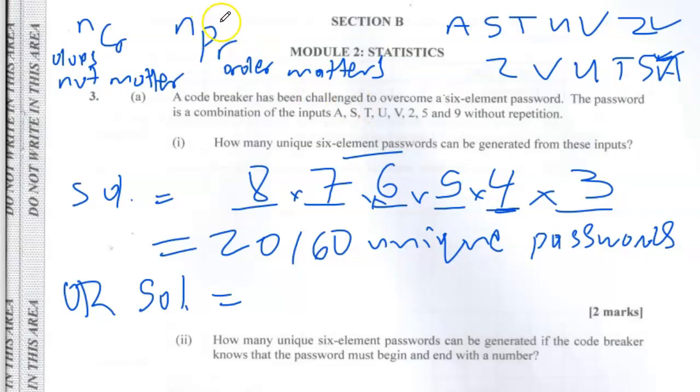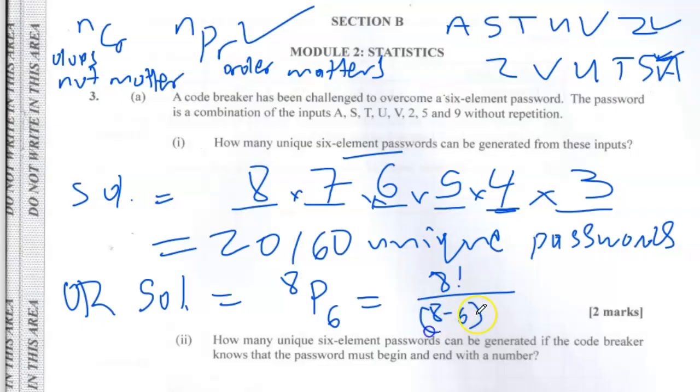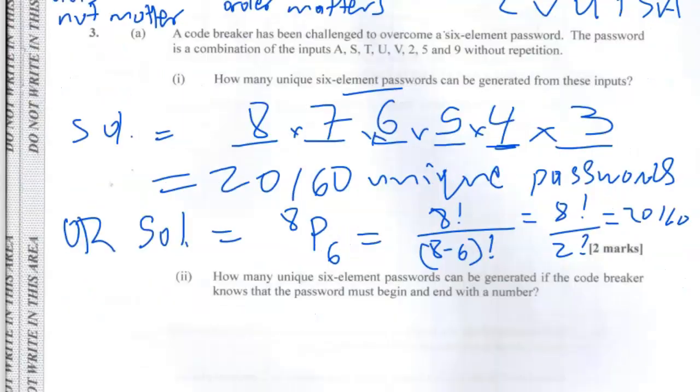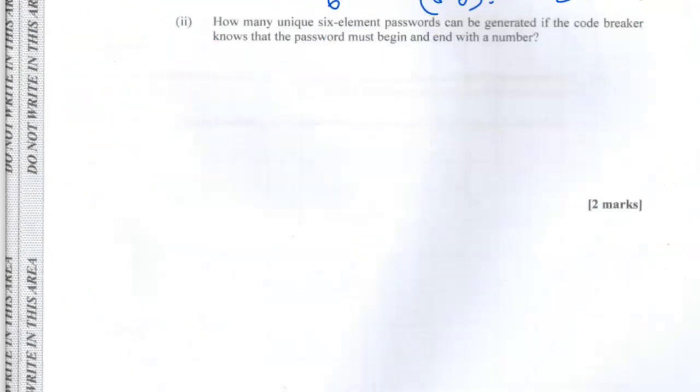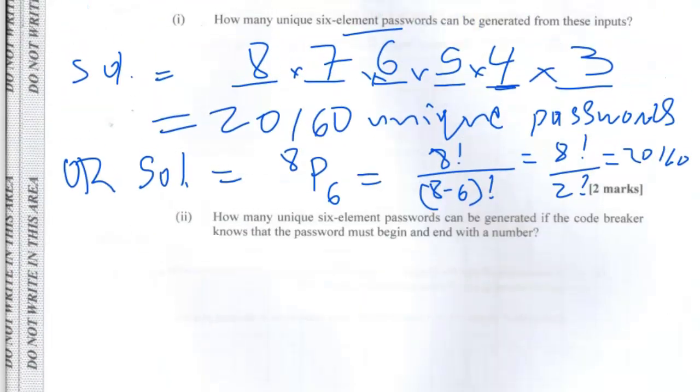So when that's the situation, we use the formula NPR. Notice we have 8 characters, and from those 8 characters, we're picking 6 to form the password. So 8 pick 6, you can use a calculator, you should get 20,160. Or 8 pick 6 is the same thing as 8 factorial over 8 minus 6 factorial, which is 8 factorial divided by 2 factorial. With your calculator, that should give you 20,160. Whichever way should be okay.